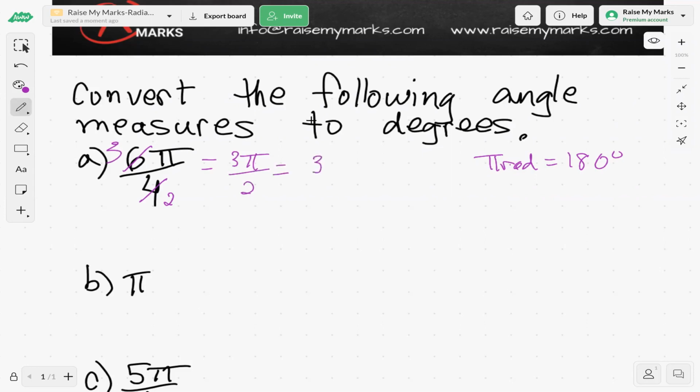And now replace the pi with 180. And what do we get? So 2 is a common factor of 2 and 180. So we have 3 times 90, which is 270 degrees. So pi radians is the same as 180 degrees. That's simple.